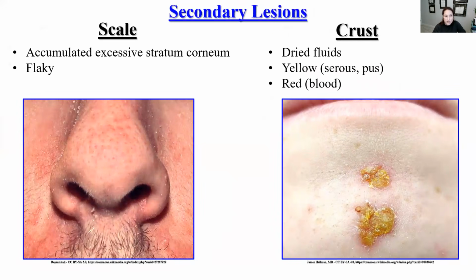Let's look at our secondary lesions. We have scale. You can see in that picture, it's kind of a white flaky crust. This is an accumulated excessive stratum corneum. In a crust, these are dried fluids, and they can either be yellowish in color, so serous drainage or purulent drainage, or red, hemorrhagic, which is blood.